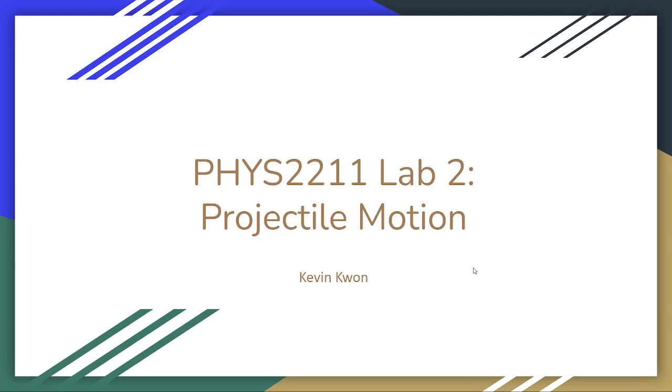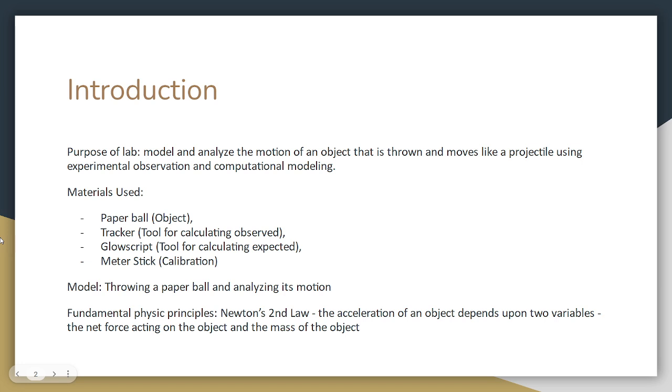This is Physics Lab 2: Projectile Motion. The purpose of the lab was to model and analyze the motion of an object that is thrown and moves like a projectile, using experimental observation and computational modeling. I used a paper ball as the object, Tracker, GlowScript, and a meter stick for calibration.